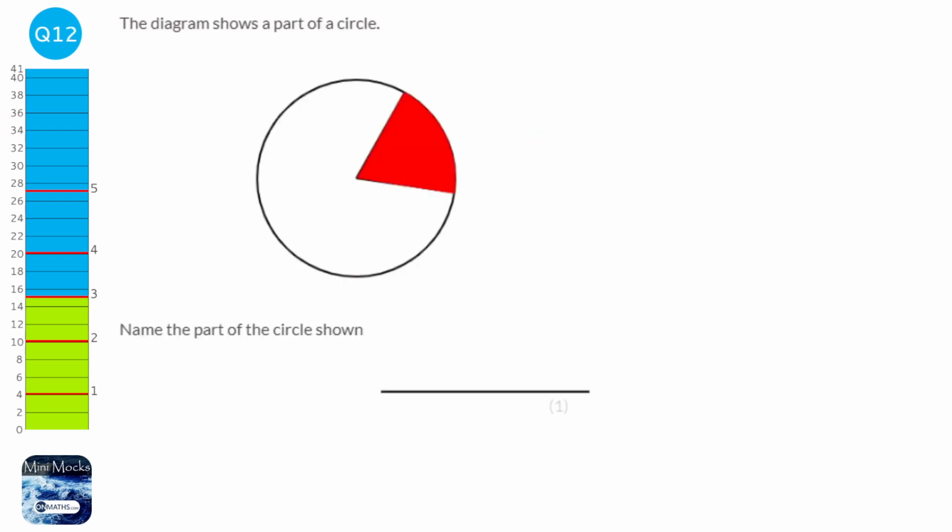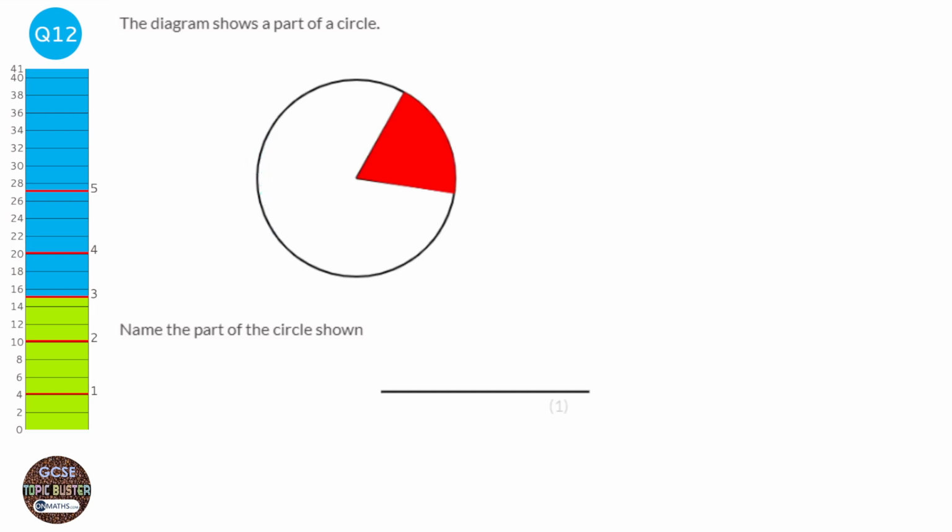So you do need to know the parts of a circle. The full distance around the circle is called the circumference. If you've got a little bit of it, it's an arc. If you've got a line across it, that would be a chord. And the part that's kind of trapped in there is called a segment.